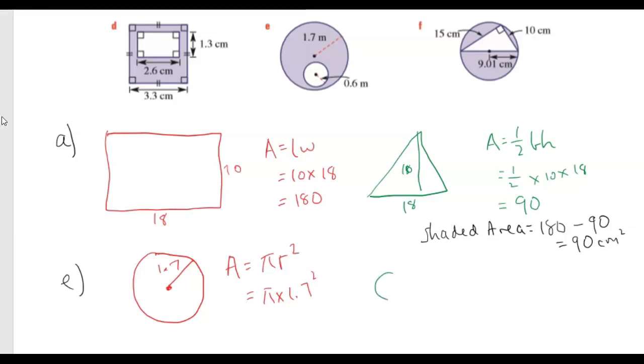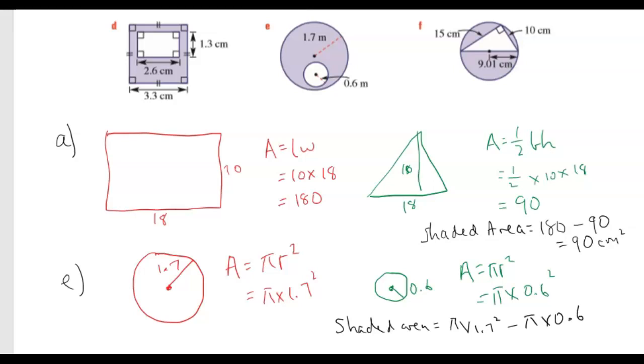Okay, so our smaller circle, you can see that one in there. It's a bit hard to see, but the radius, there is a dotted line going down, is 0.6. Okay, so the area formula is the same, pi r squared, and we're just substituting in for our radius, which is 0.6. Okay, I'm going to leave that. I'm not going to do the calculation just yet. So your shaded area is going to be pi times 1.7 squared minus pi times 0.6 squared. And I'll just quickly do that in my calculator.